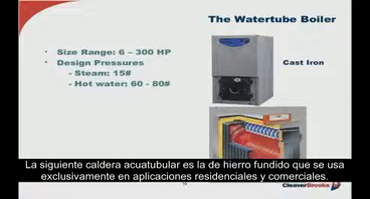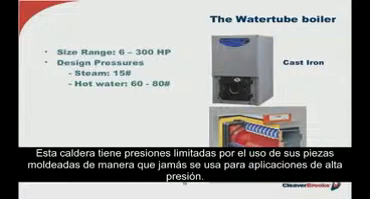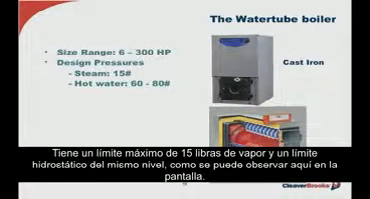The next water tube type is the cast iron sectional boiler. Used exclusively for residential and commercial applications, this boiler is limited in design pressures due to the use of its castings, and is therefore never used for high-pressure steam applications. 15-pound steam is its maximum limit, and the hydrostatic limit is also reduced to this. I should say also reduced because of this. As you can note the limitations on the screen now.